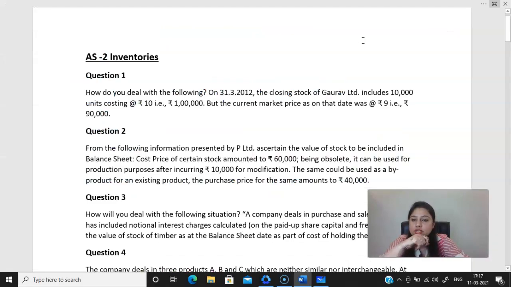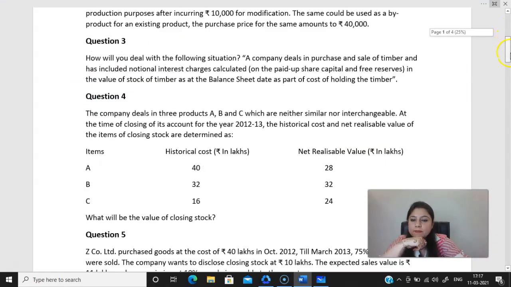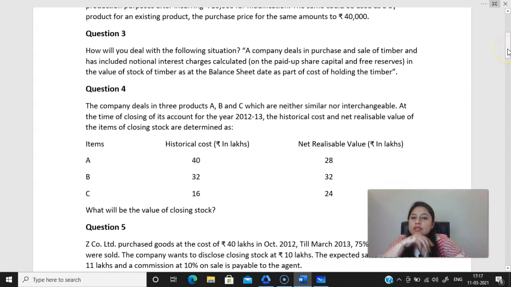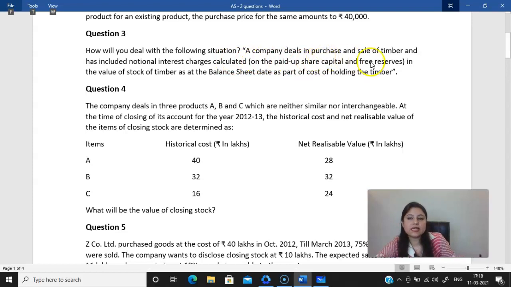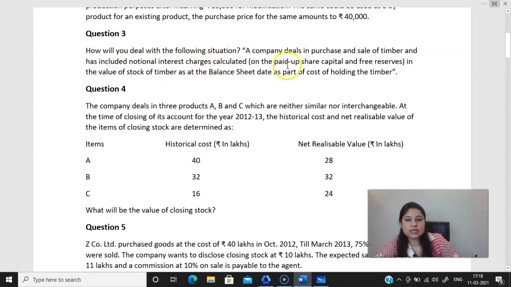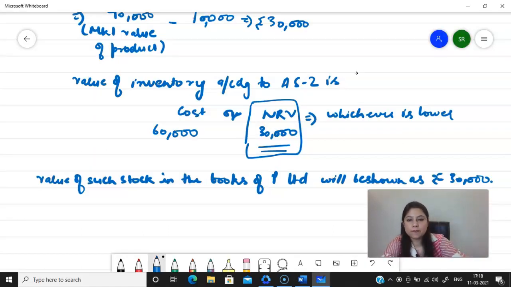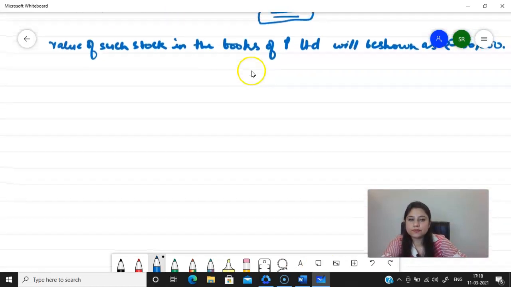So moving to the next question, question number 3, which says that we have been given a particular situation that a company deals in purchase and sale of timber and has included notional interest charges calculated on the paid up share capital and free reserves in the value of stock of timber as at the balance sheet date as part of cost of holding such timber. So basically, the question here is about the valuation of closing stock.